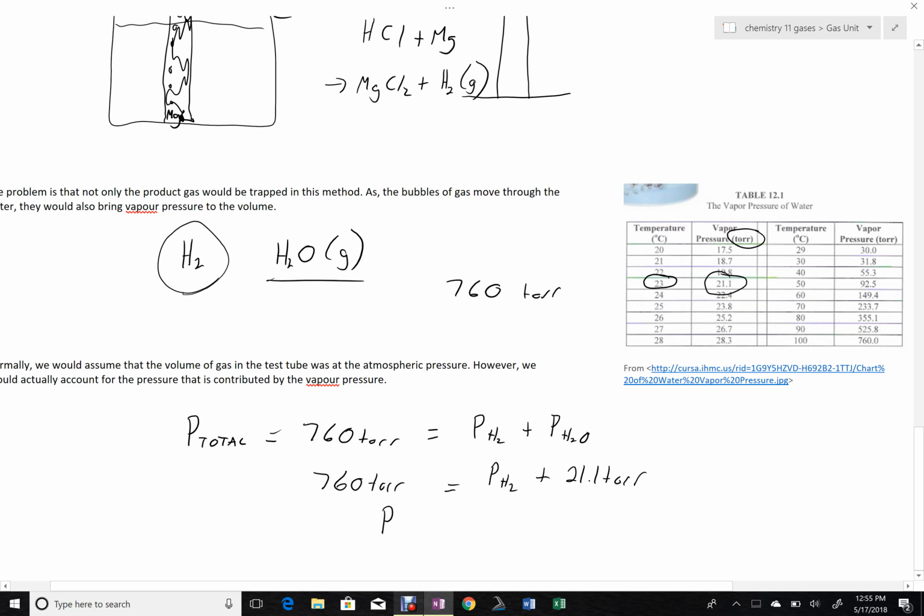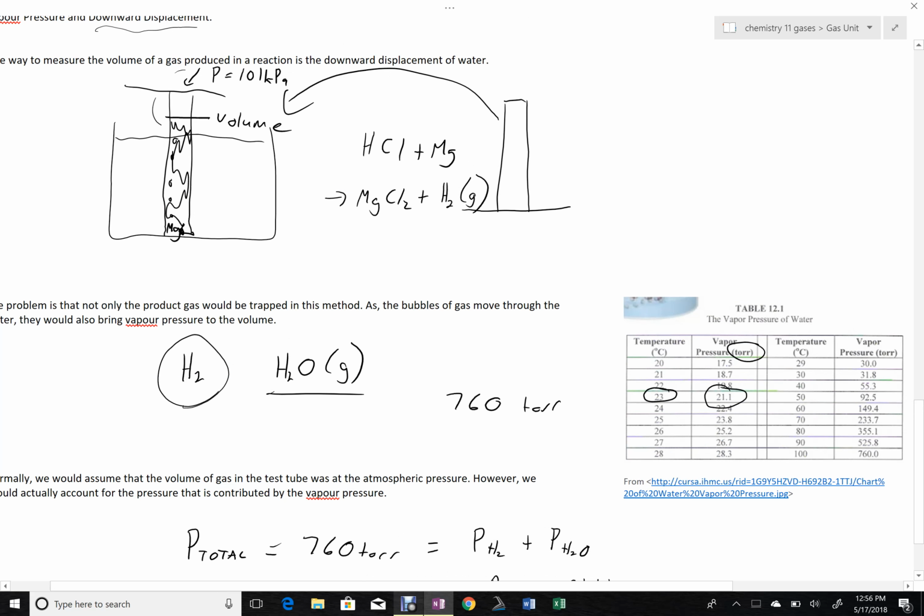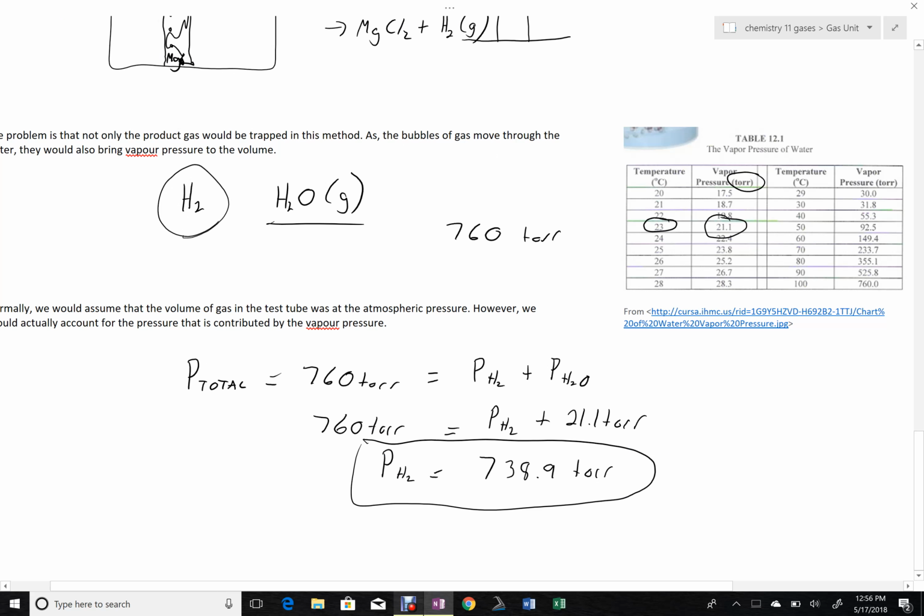So I can come up with the pressure of my hydrogen gas by subtracting away the part of it that's vapor, and I can get 738.9 torr, and that's how much of this gas volume pressure is resulting from the actual hydrogen gas that we're producing in the experiment. It's not a huge change, but it's substantial, 5% or something like that. So it's something that we can take into account in an application of how we use Dalton's law of partial pressure to figure out the pressure of a gas that we're interested in.